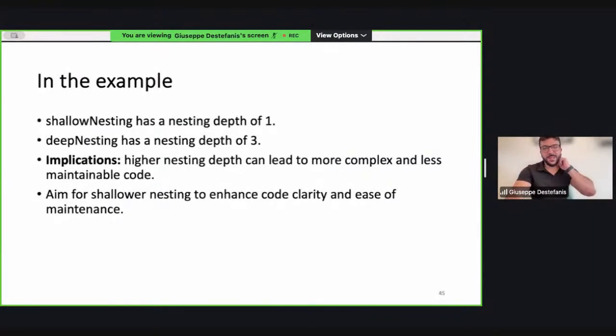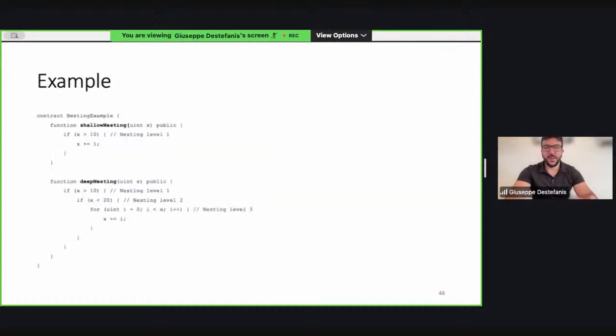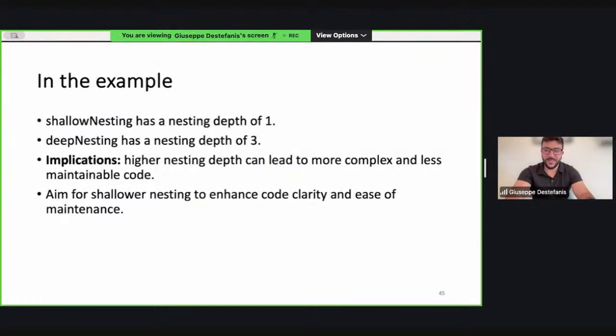In this case, the higher nesting depth is leading to complex and less maintainable code. Think about someone else reading the code, someone who didn't write the code, trying to understand what's happening there. So the depth of nesting should be under control, okay? Avoiding complicated functions, because otherwise maintainability goes down.